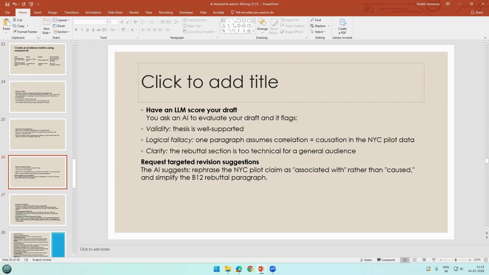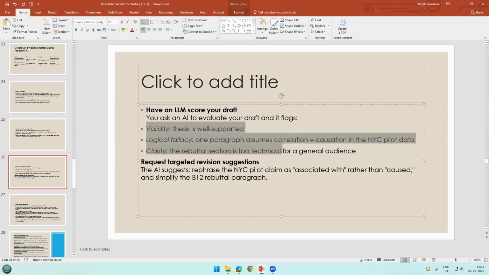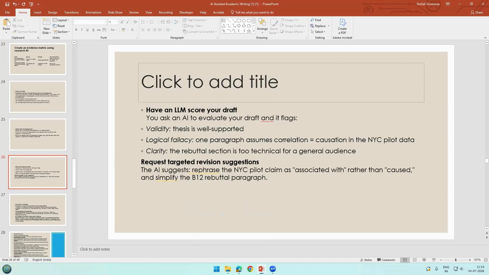So what we do is go through each and every sentence, or even use AI, and the AI will give us this kind of result. Then we can check our claim, and instead of saying plant-based diets cause lower obesity, we can say that plant-based diets are associated with lower obesity, and we can simplify the B12 rebuttal paragraph. I hope this is making sense so far. Let me check whether there is any question in the chat or not.